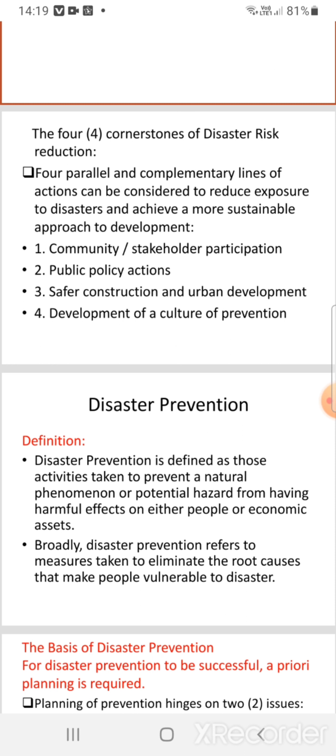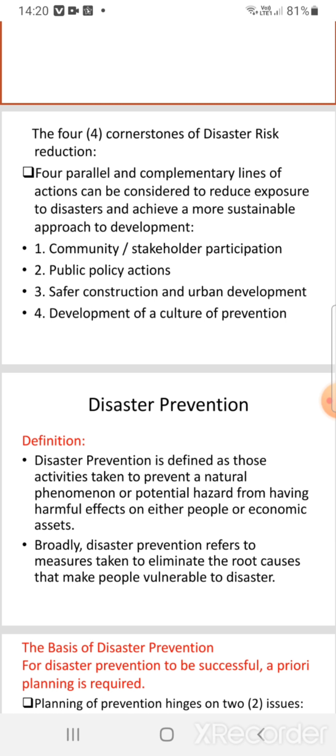Then, development of a culture of prevention. When you make a construction, when you make use of the land, when you make use of the environment, a culture of prevention of disaster should be developed, foreseeing the chances of the outbreak of a hazard or a disaster. There is wise use of the land, and wise management of the systems and capacities of the area.